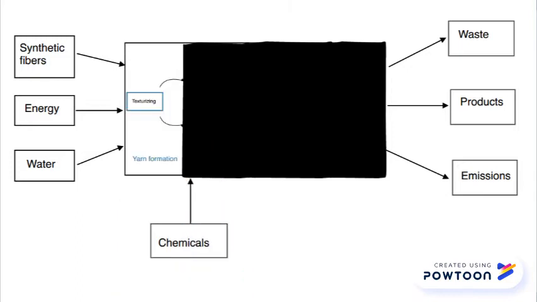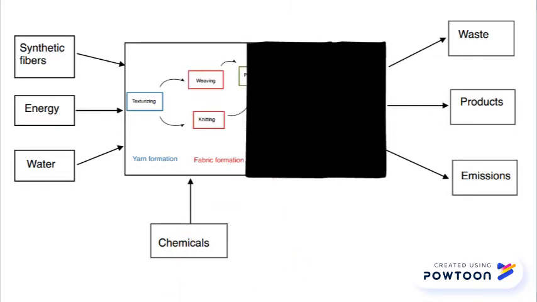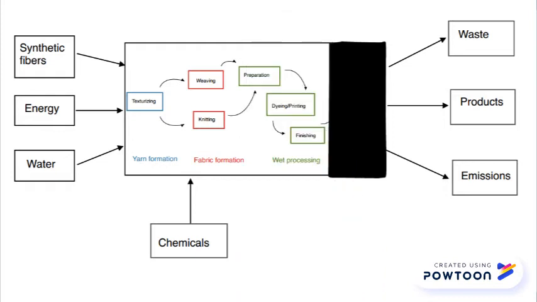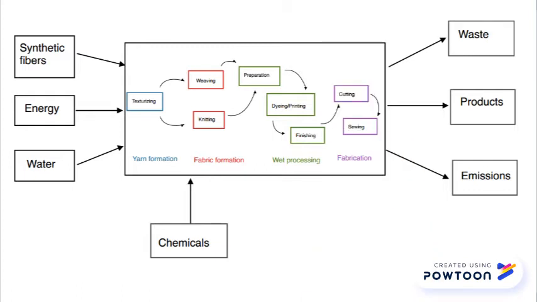The first step of the process is the yarn formation, where the fibers are texturized. The following step is the fabric formation, where weaving and knitting are included. After this step, the fibers are going through the wet processes: preparation, dyeing, printing, and finishing. During the wet processes, a lot of toxic substances and water are used. Salt and chemicals are mixed in the water. The last part of the textile process is fabrication, where the textiles are cut and sewed.